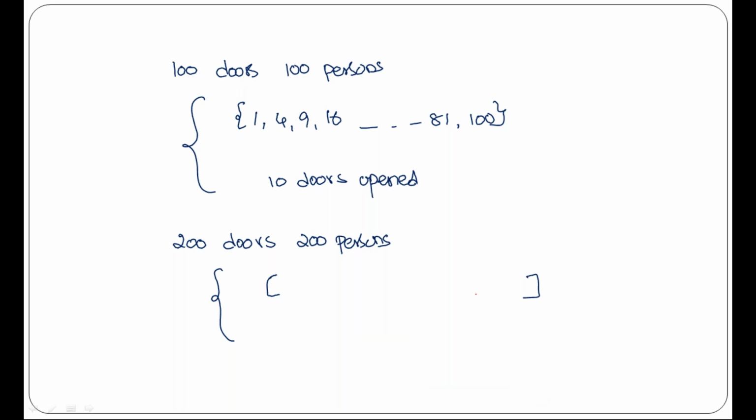I have 200 doors, 200 persons. How many doors are open? What are the door numbers? Excellent, GM Bhargav. 14 doors are open. Devendra, 20 is wrong. This is where people will go wrong.